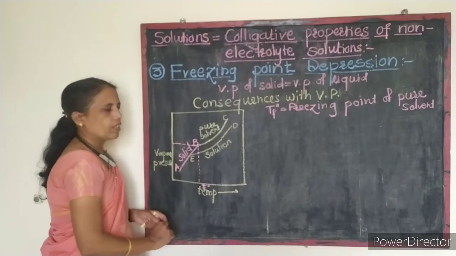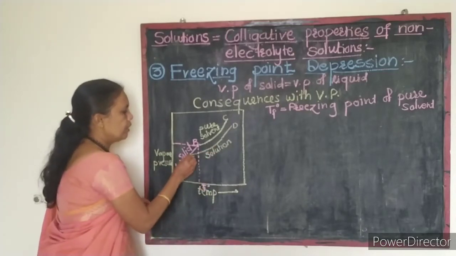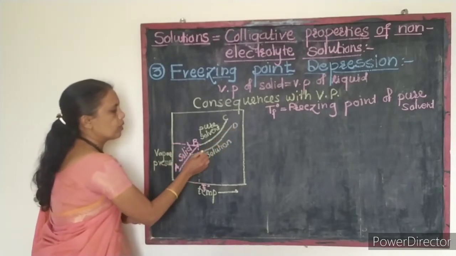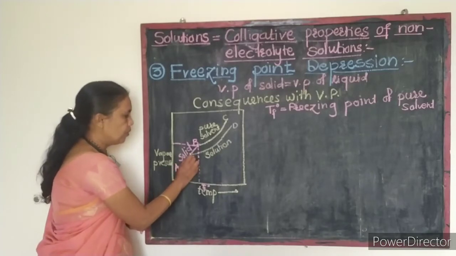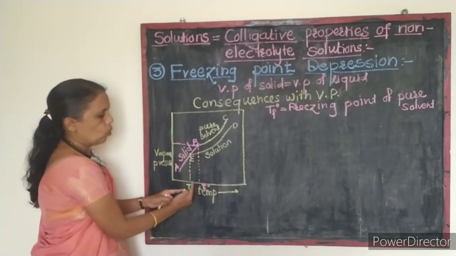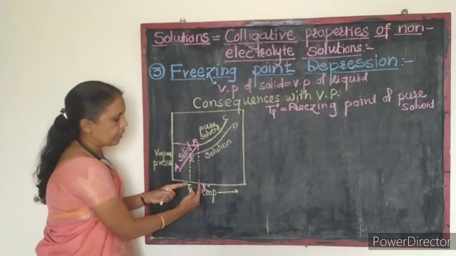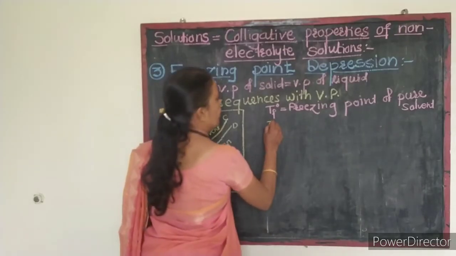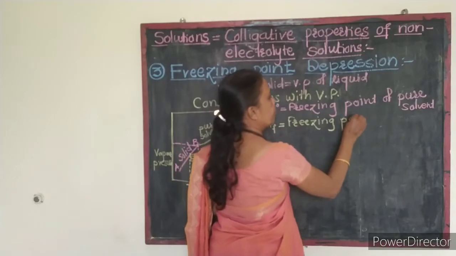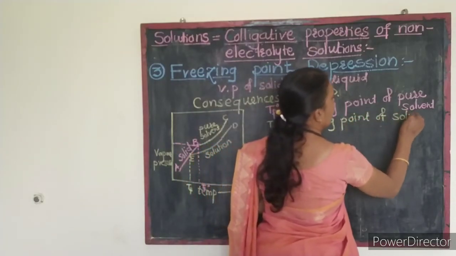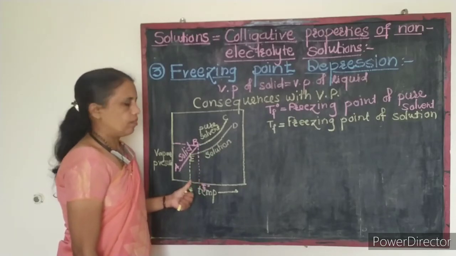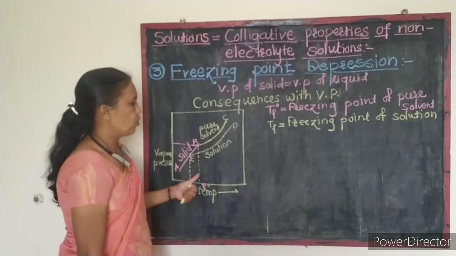Here DE is for the solution. Here E intersects with the solid graph. Here the vapor pressure of solid and the vapor pressure of solution become equal. That means it is equilibrium. According to the definition of freezing point, we get the freezing point of the solution, which is a little lower than that of the pure solvent. From the graph it is clear that the freezing point gets lowered. TF is the freezing point of the solution containing non-electrolyte solute. From the graph it is totally clear that it gets depressed. The freezing point of the solvent gets depressed due to the addition of solute.